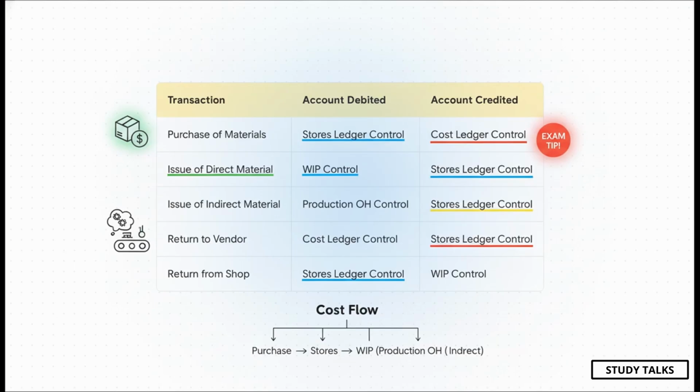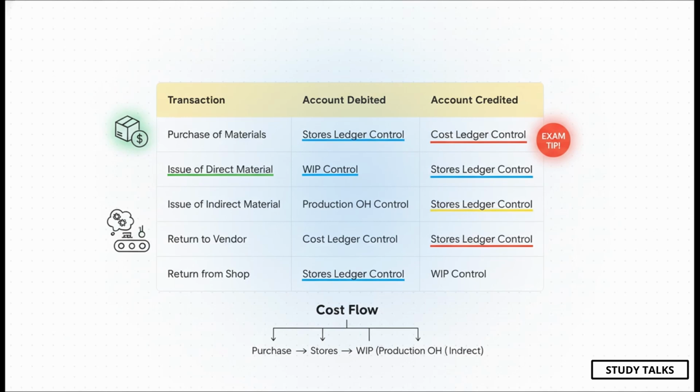Let's start with materials. When we buy materials, we debit the stores ledger control account. Simple enough. But what do we credit? Hey, remember that question from the very beginning? Here's your answer. We credit the cost ledger control account because it's our stand-in for the external party, the creditor. This is a classic ICAI move, so please burn this entry into your brain.